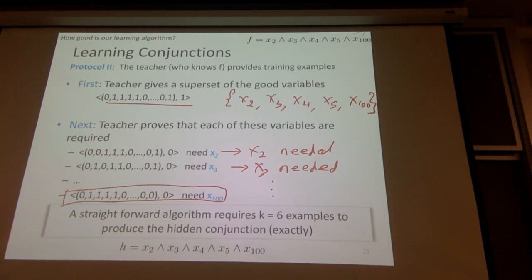So that's a good point, right? I mean, this particular example does not say whether it's x2 or x1 or whatever those other things are that are causing the function to be false.